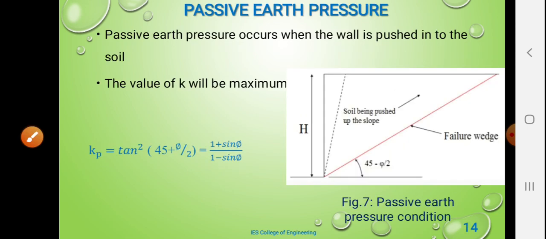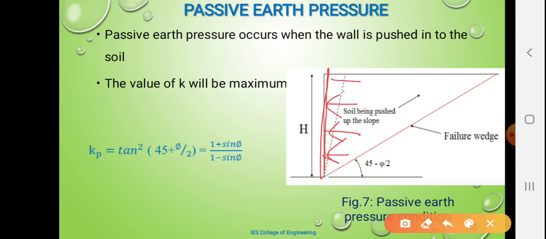The next case is passive earth pressure. Passive earth pressure occurs when the wall is moving towards the soil. If the pressure exerted by the soil leads to movement of the wall, and the wall is moving towards the soil, then this condition is known as passive earth pressure condition. Or, when the direction of movement of the wall and the direction of force are in opposite directions. Here the failure wedge makes an angle of 45 minus phi by 2 with the horizontal.